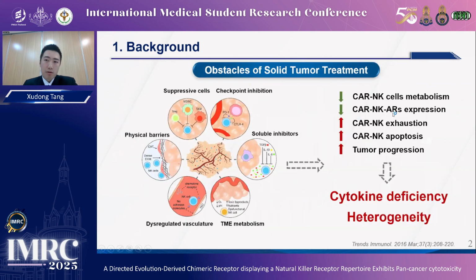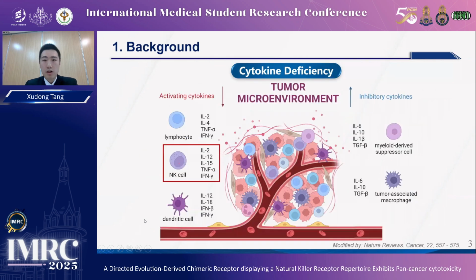However, the tumor microenvironment is characterized by suppressive cells, physical barriers, and overexpressed checkpoints. Apart from these, cytokine deficiency and tumor heterogeneity occupy a larger proportion. So, addressing cytokine deficiency: in the tumor microenvironment, inhibitory cytokines like TGF-beta are abundantly secreted by suppressive cells, while essential activating cytokines like interleukin-2 and 15 are scarce. Altogether, the condition hinders the activation and proliferation of NK cells.